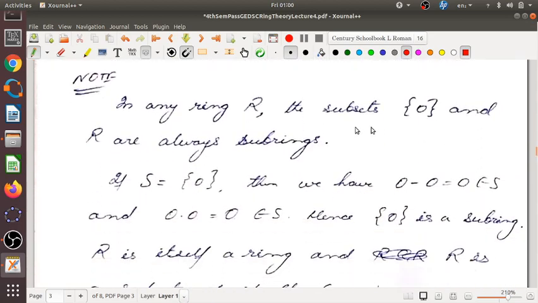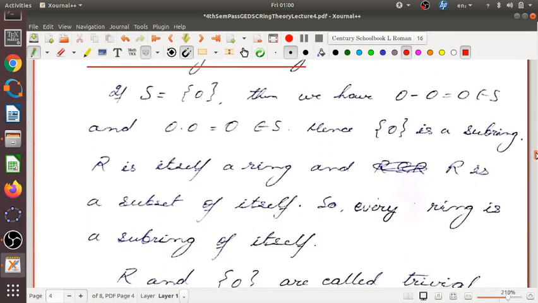Note that in any ring R, the subsets {0}, the singleton zero, and R are always subrings. So the ring itself is a subring of itself, right? And the set containing only the zero element is also a subring.